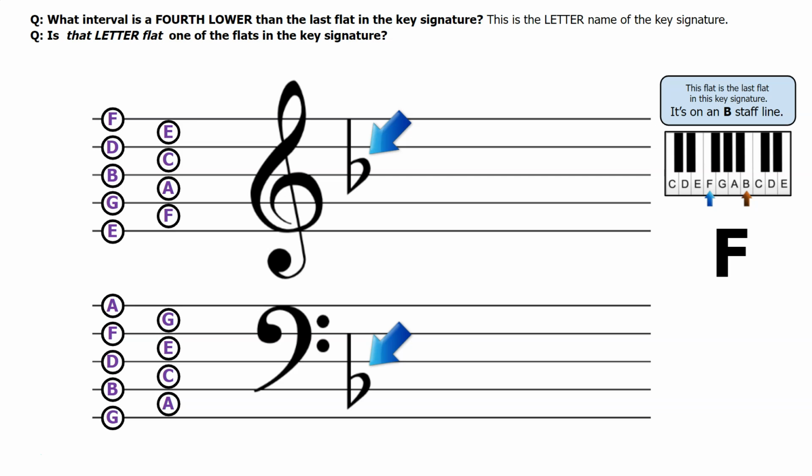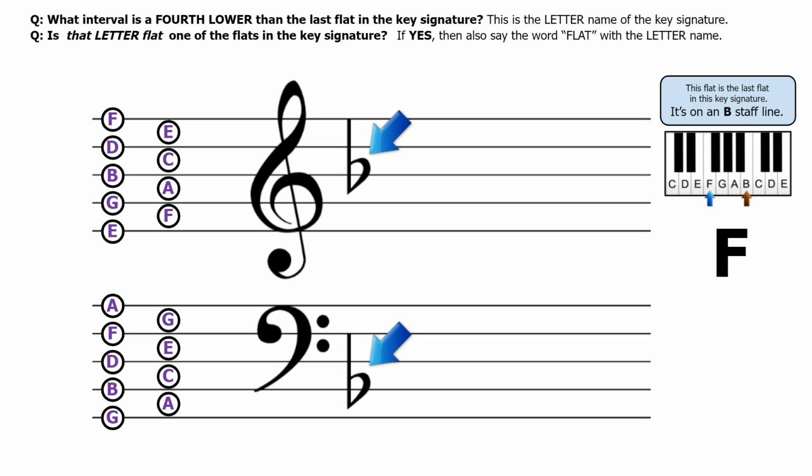So take a look at the key signature, and it might seem kind of silly to ask this because there literally are no other flats in the key signature when there's only one flat, and we've already identified its name as B. But let's go through the process all the same.